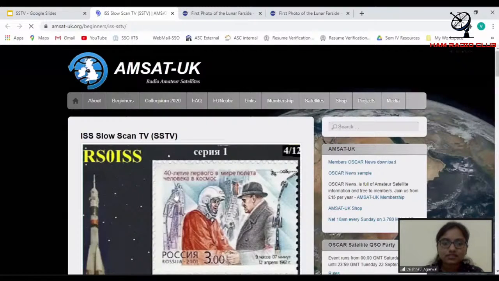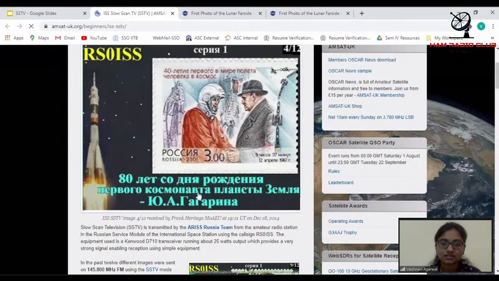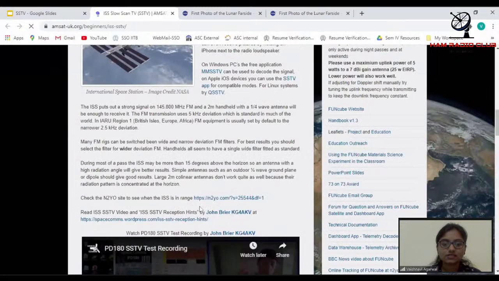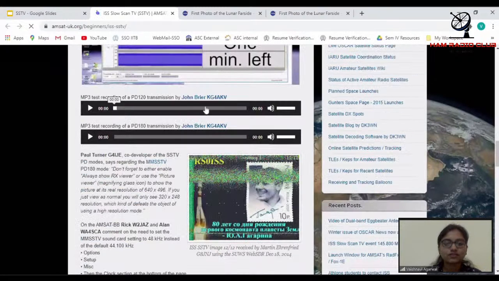So this is the site whose link we have shared in our description. As you can see here, we have two audio signals, one in PD 120 mode and the other in PD 180 mode.